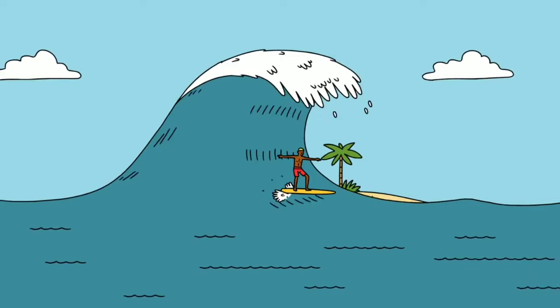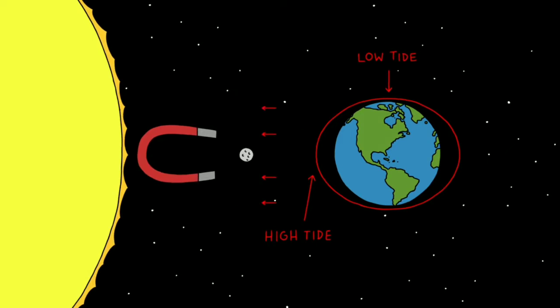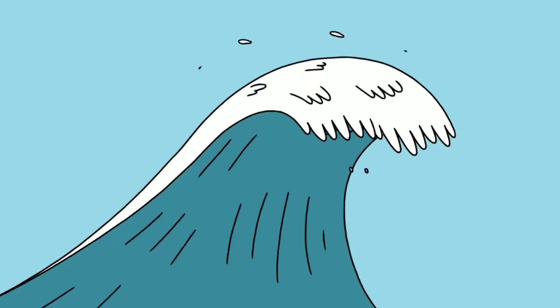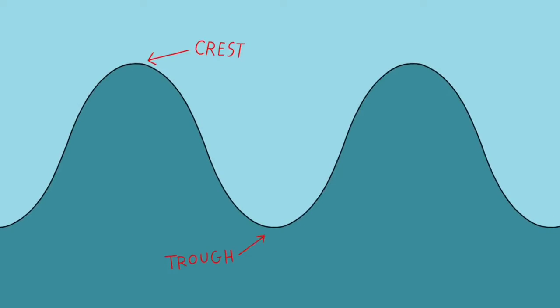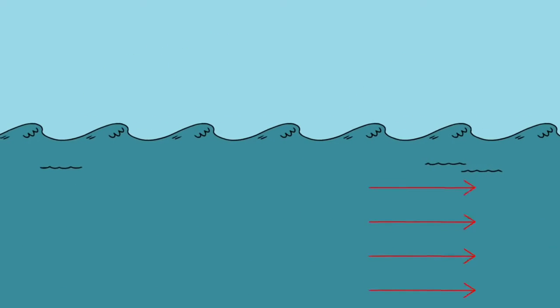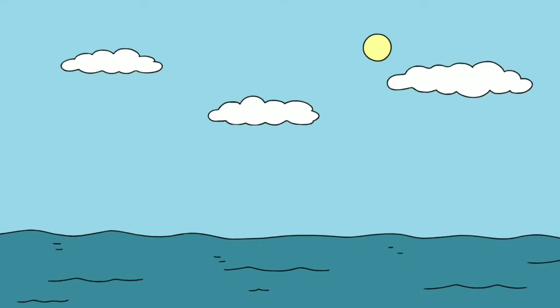Although tsunamis are commonly known as tidal waves, they're actually unrelated to the tidal activity caused by the gravitational forces of the sun and moon. In many ways, tsunamis are just larger versions of regular waves. They have a trough and a crest, and consist not of moving water, but the movement of energy through water. The difference is in where this energy comes from.